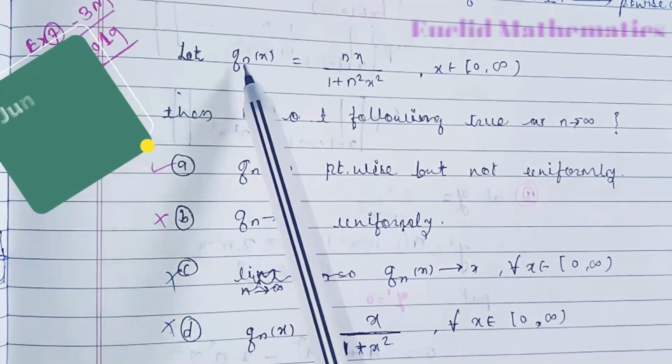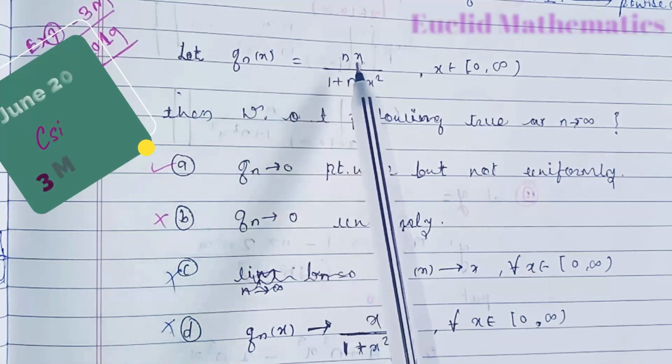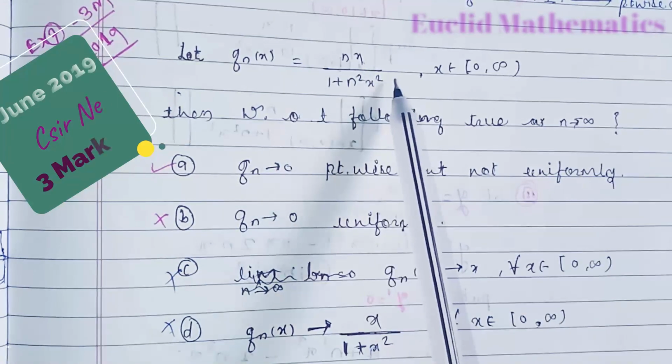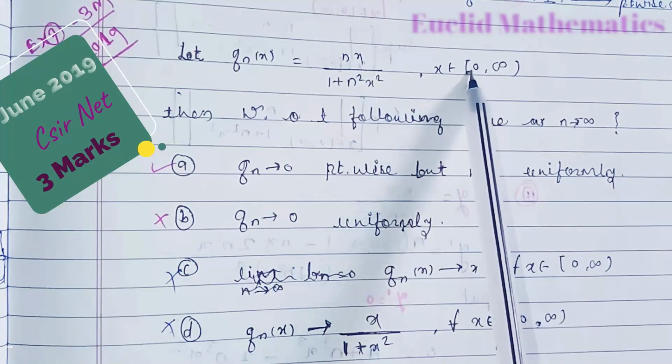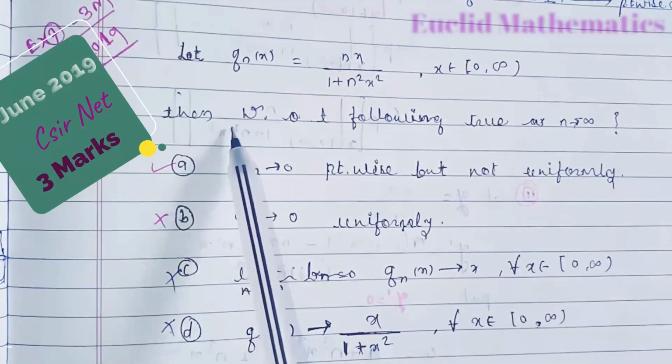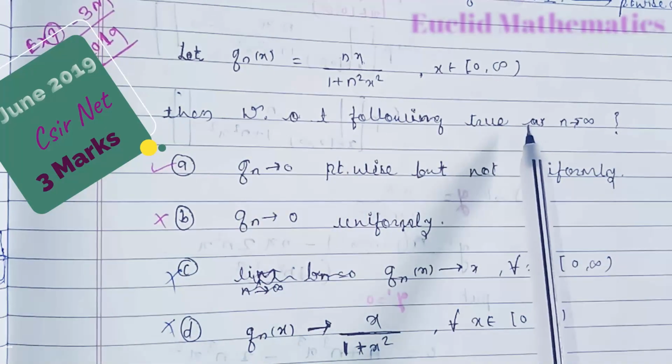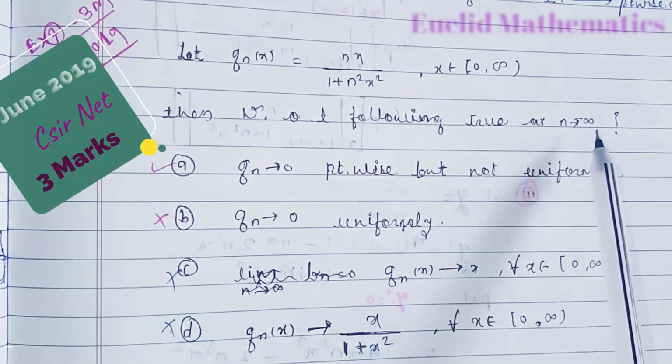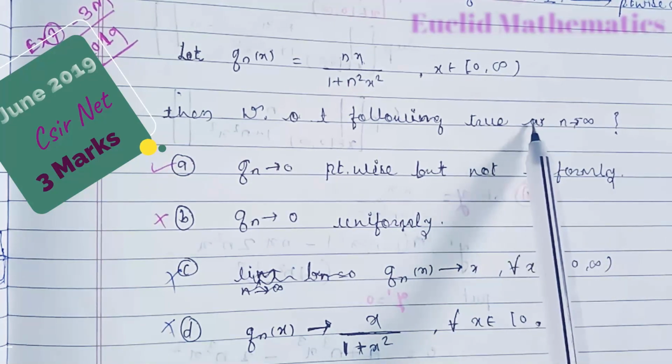The example given here is a sequence of functions, g_n of x is nx upon 1 plus n square x square, where x belongs to the closed-open interval 0 to infinity. Then we have to figure out which of the following options is true as n tends to infinity.